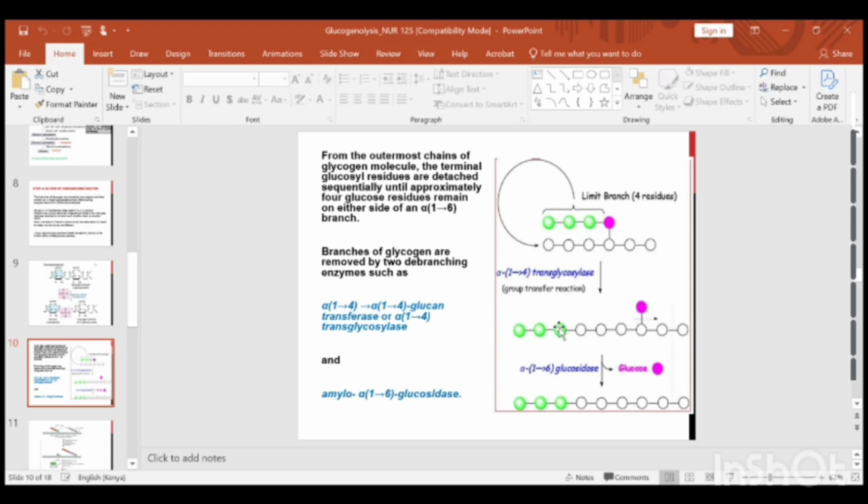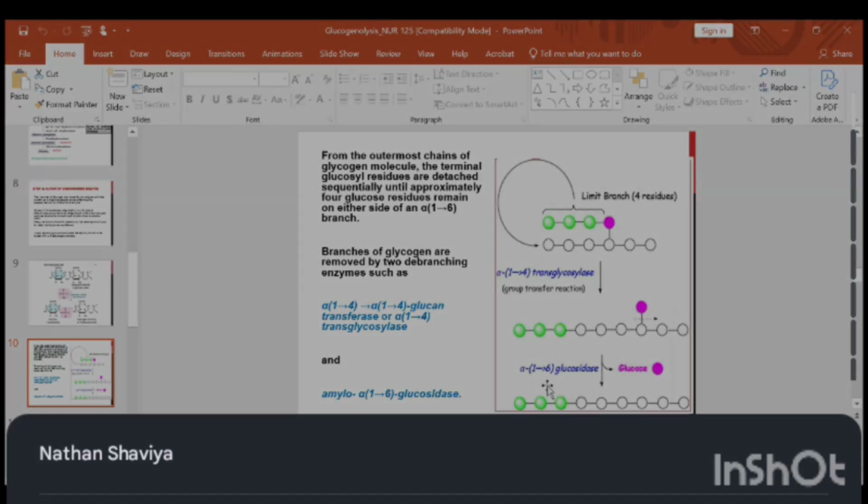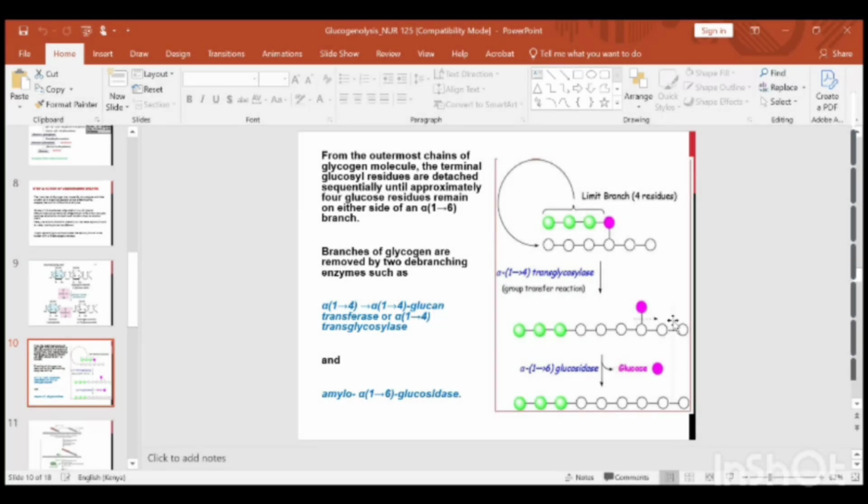Now, when that happens, you see now we have this molecule here that is straight, and then we have this branch. So this branch will be dealt with by an amylo-1,6-glucosidase that breaks it, and so then we are left with a glucose residue there.